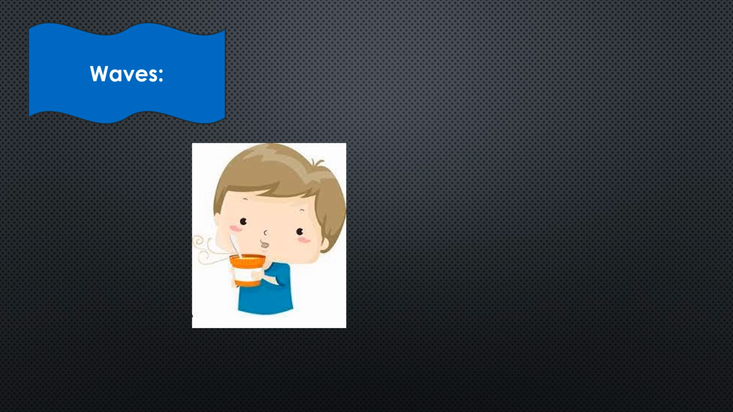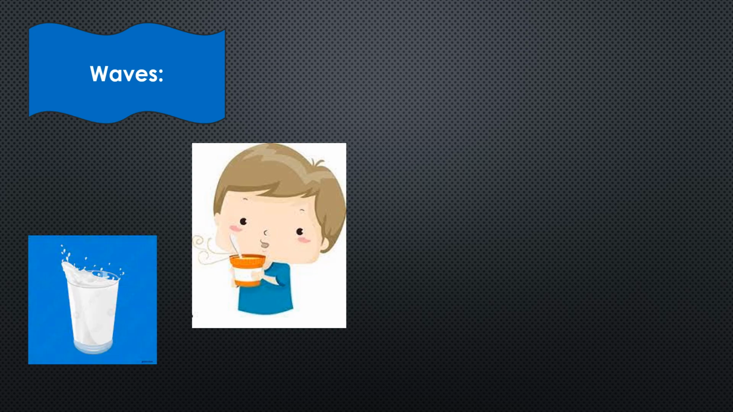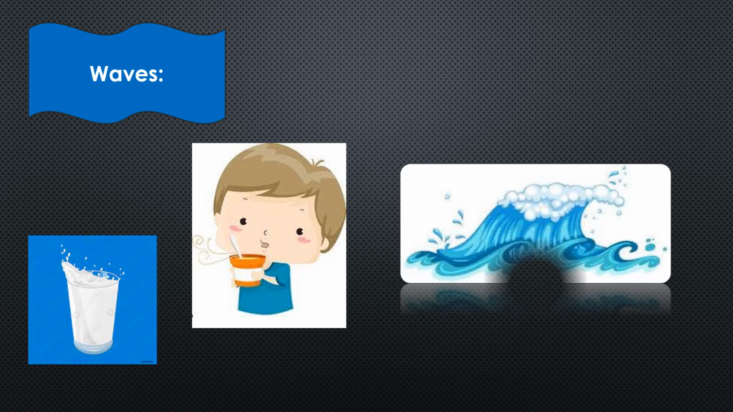Now if you blow air over hot milk or tea, what can you see? You see that there are ripples generated on the milk or the tea. In the same way, in the sea, because of the force of the wind, the water in the sea appears to be moving. The sea water gets pushed and ripples are generated on the surface of the sea water. These are called waves.